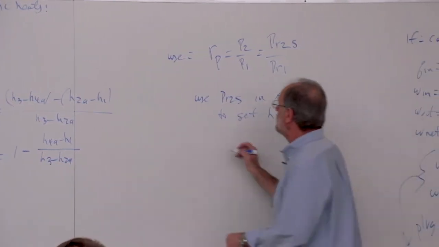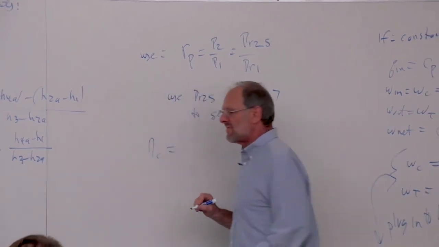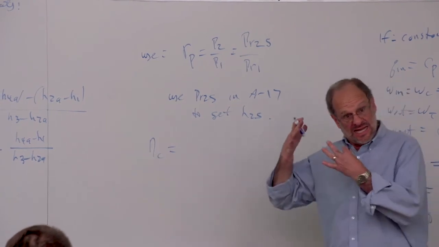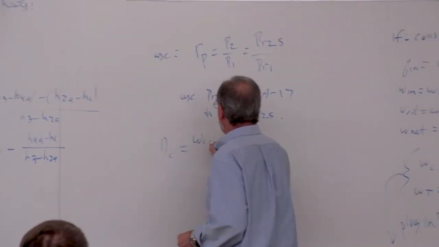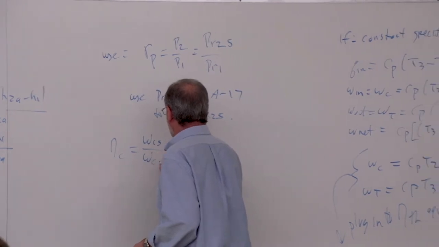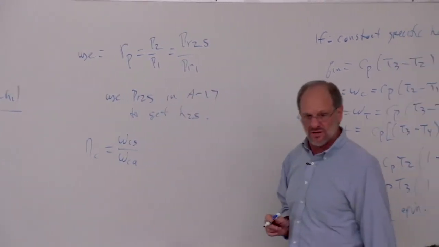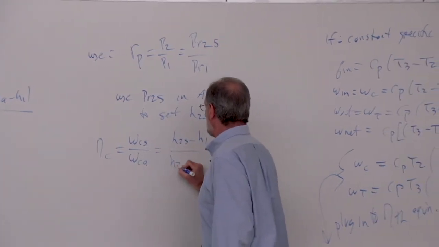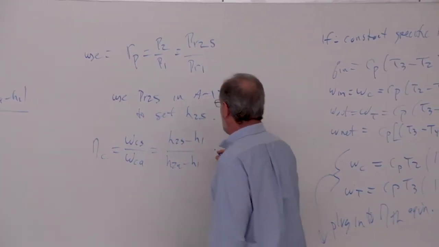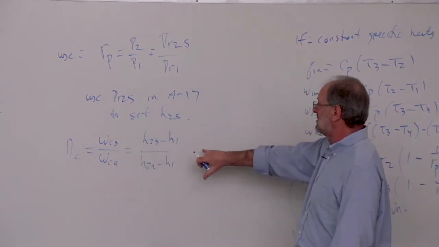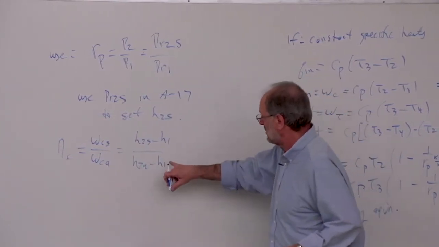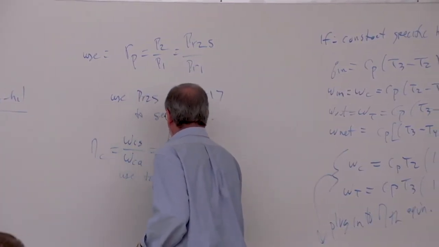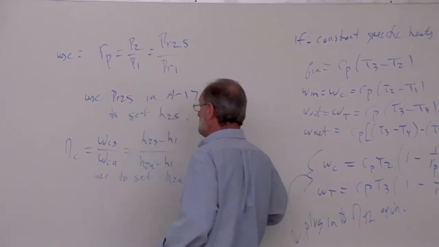And then once we have the enthalpy at 2S, we just have to go back to our compressor efficiency. Our compressor efficiency is defined as the ideal amount of work associated with that compressor over the actual amount of work associated with the compressor. And of course, the ideal work is just H2S minus H1, and the actual work is just H2A minus H1. And you're going to now use this to solve for what's now going to be your only unknown, which is your enthalpy at 2A. So we use this in order to get the enthalpy at 2A.